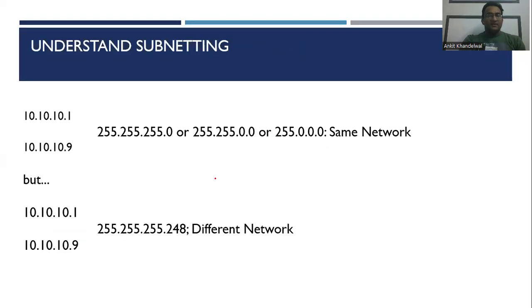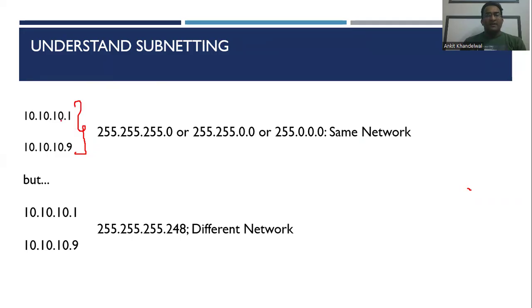Let us understand this part of subnetting with an example. Here are two IP addresses which I have taken of class A. The first IP address is 10.10.10.1 and another IP is 10.10.10.9. What we are doing here is using these two IP addresses to see whether they belong to the same network or to different networks.